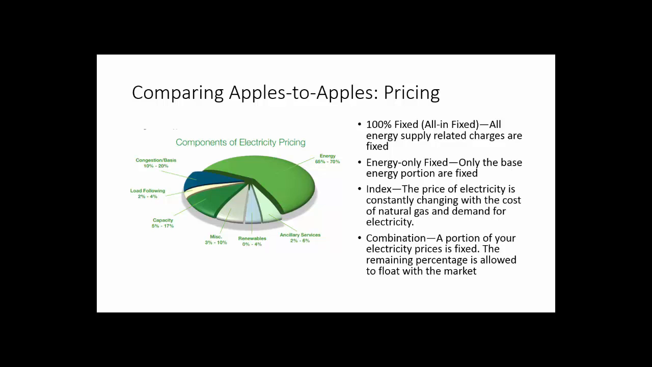100% fixed rate indicates that all charges are fixed. Energy-only fixed rate takes the energy portion of the pie chart and locks its value, allowing variations in the remaining components. Index rate follows variations in the full pie chart. Finally, you can combine these 2 types to fix only a portion of your electricity prices and leave the rest up for variable rates as is seen fit.